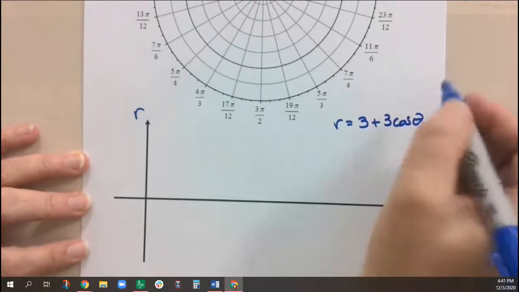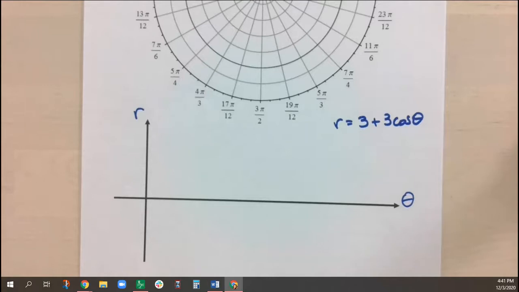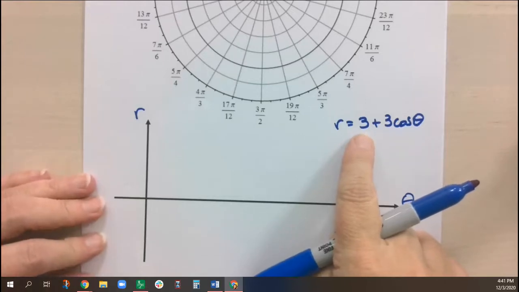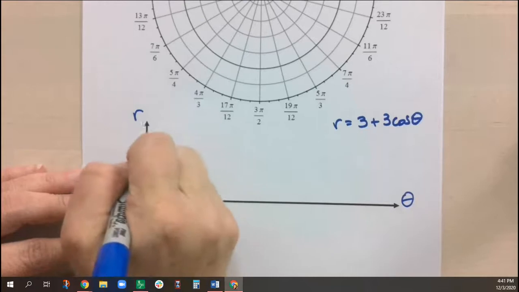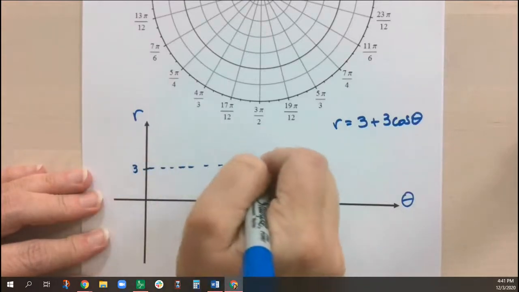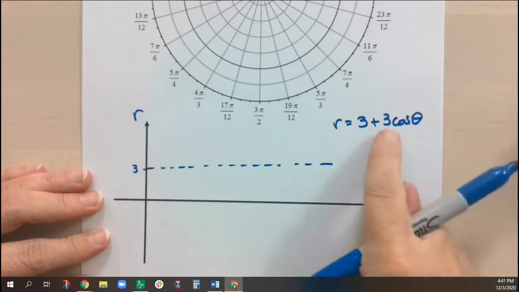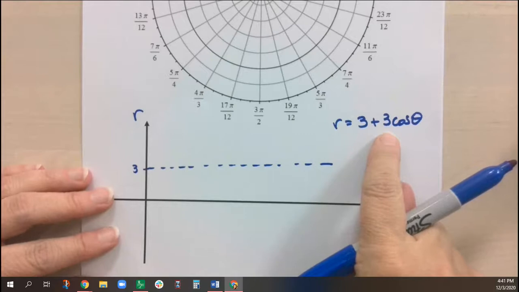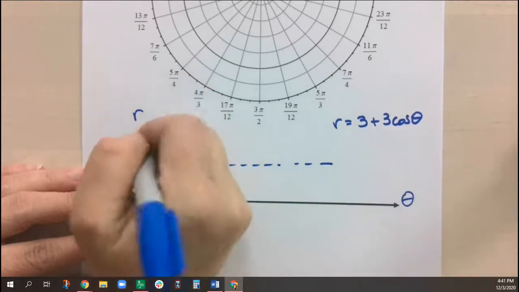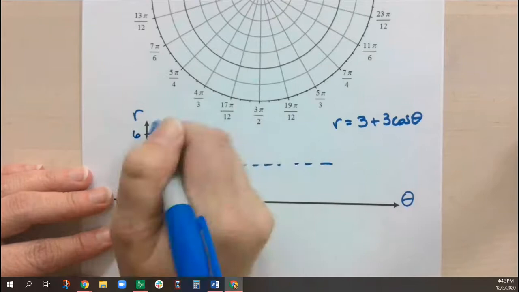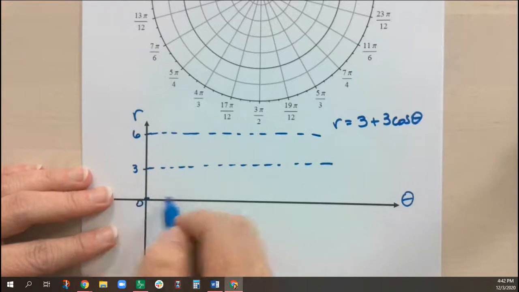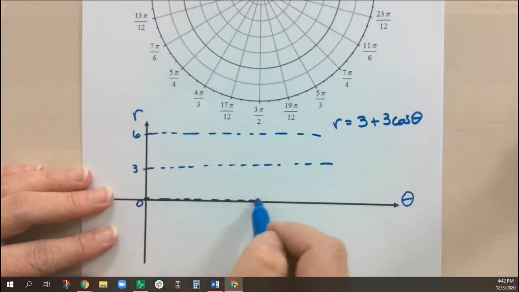So if you think about how to graph trig functions, another part of pre-cal review here, this first 3 is going to be the midline of our graph. It's a vertical shift of that parent function for cosine. So I'm going to go up here to 3. That's going to be the midline. And then this 3 in front of the cosine represents the amplitude of the graph. So from 3, I'm going to go up. This graph is going to go as high as 6, and it's going to go as low as 0. That'll be the bottom of the graph.